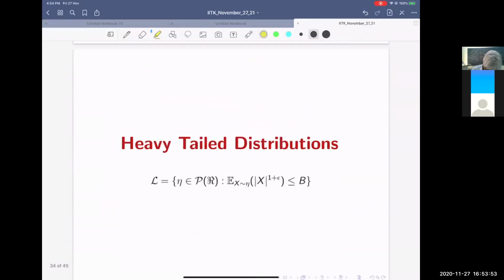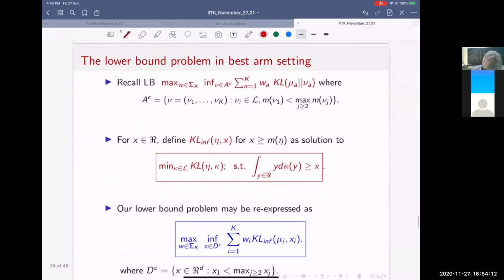Okay, now let me quickly talk about what to do when we move away from this single parameter exponential distribution family and instead look at the family where the 1 plus epsilon moments are bounded by some known B. So this is important that we know this B. All right. So recall that our lower bound continues to hold. That's unaffected by these things.